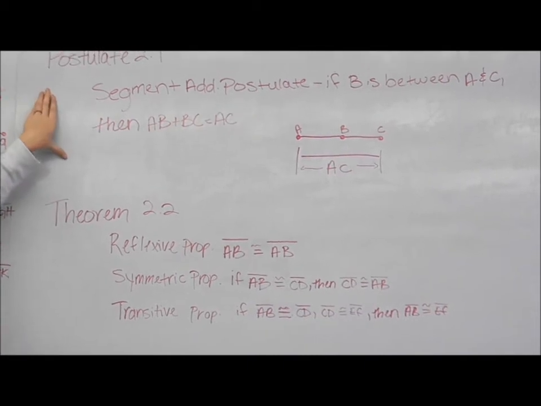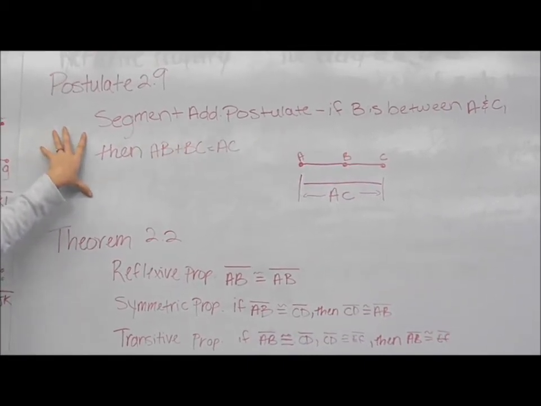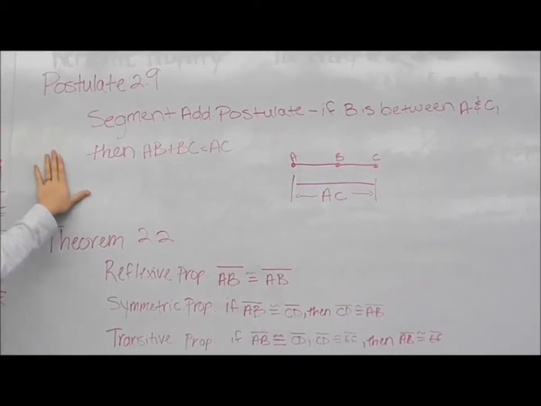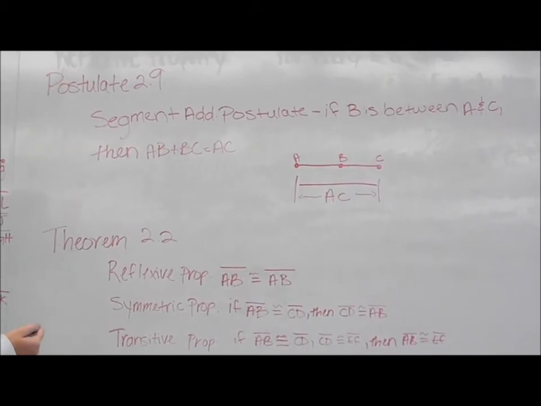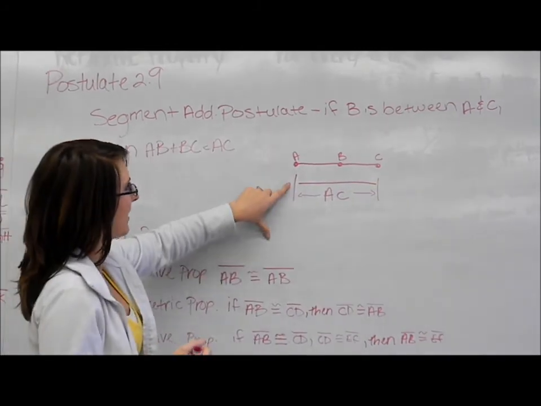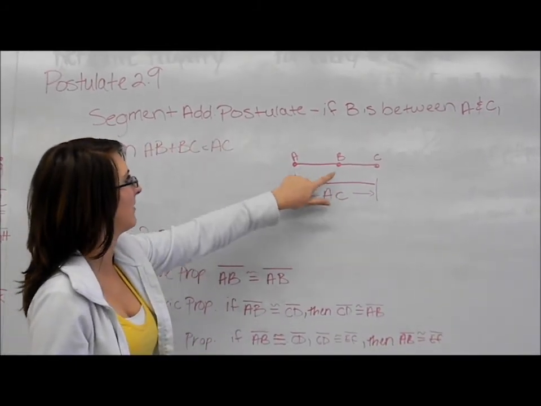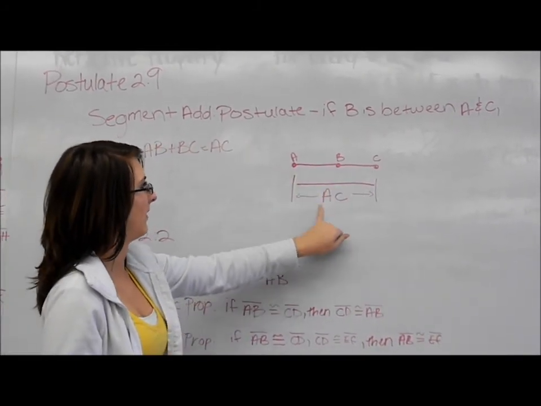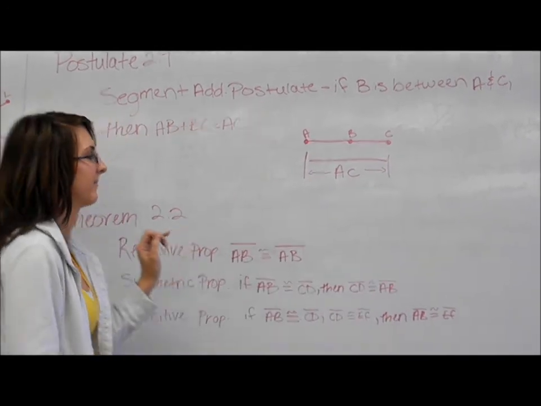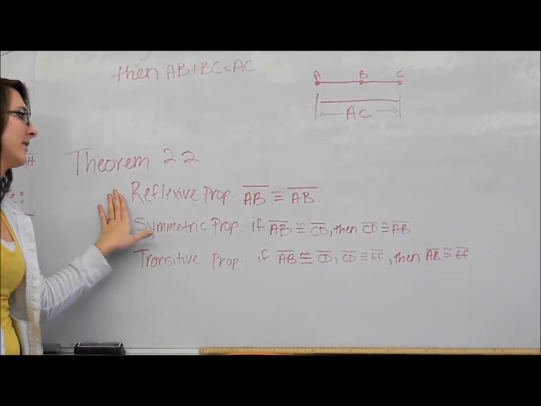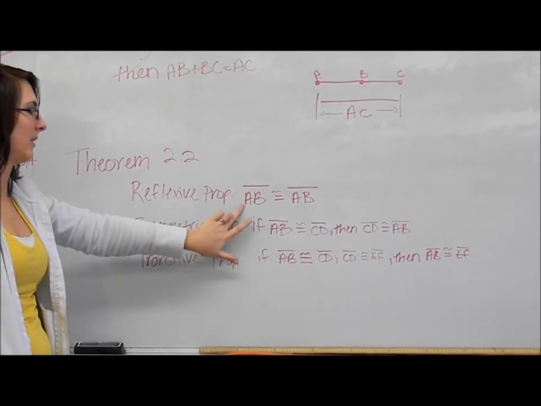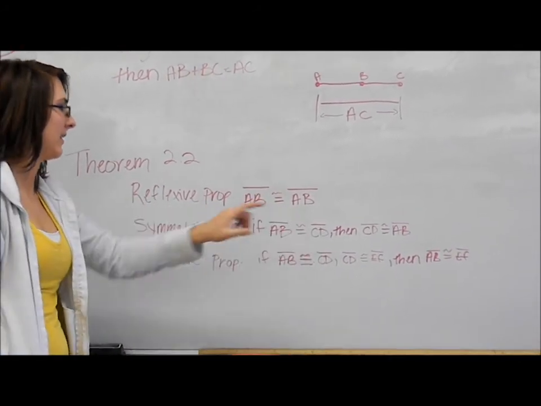For postulate 2.9, it's the segment addition postulate. It says if B is between A and C, then AB plus BC equals AC. And here we have the example, you have the segment AB and then BC, and the whole thing equals AC. And then theorem 2.2, you have a reflexive property, so segment AB would equal segment AB.